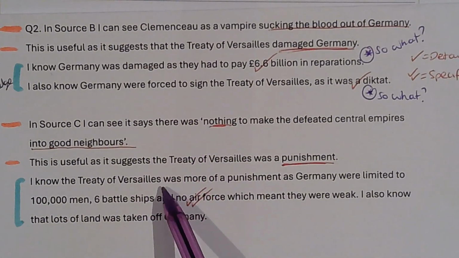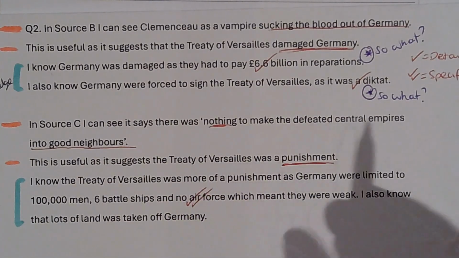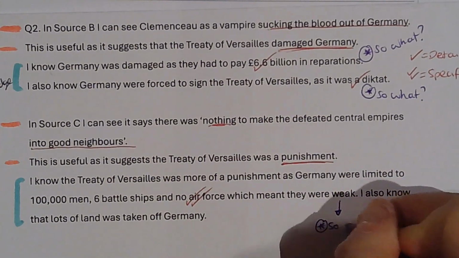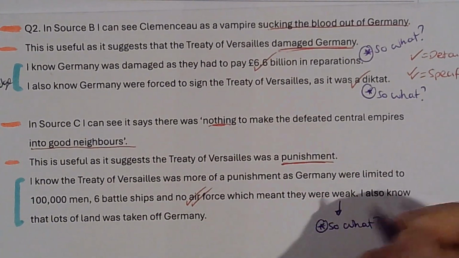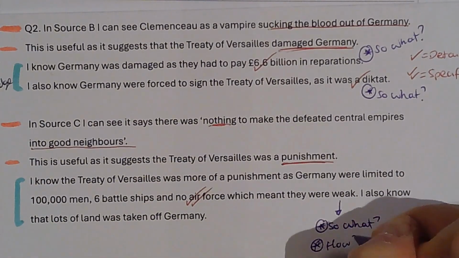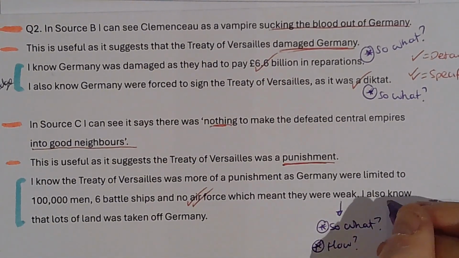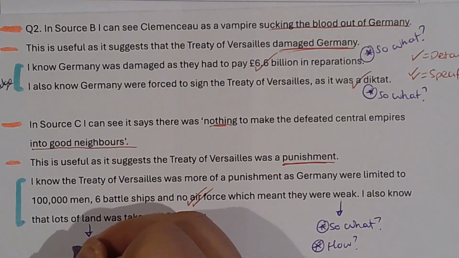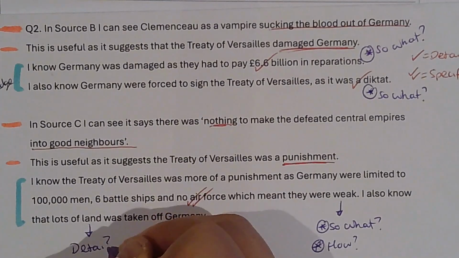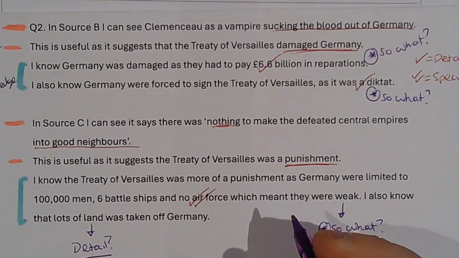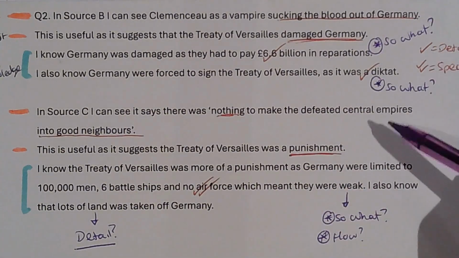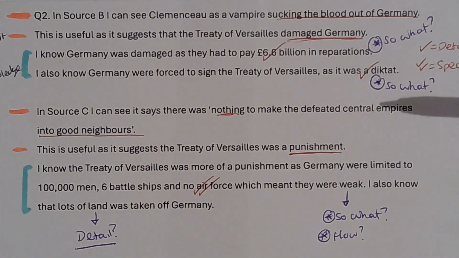Here, I know the Treaty of Versailles was more of a punishment as Germany were limited to 100,000 men, 6 battleships and no air force, which meant they were weak. Well, so what if they were weak? How were they weak? They couldn't defend their borders. So what if they can't defend their borders? I also know that lots of land was taken off Germany. Like what? So detail. Okay, so all those things in purple, just like we do in school, I've purple pen improved my answer there and shown you how to get into the higher marks.